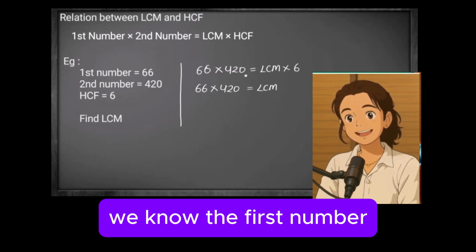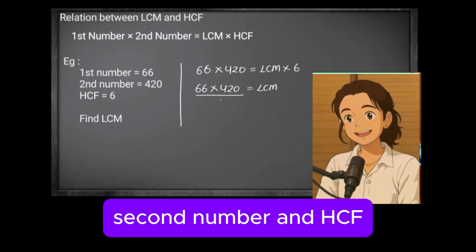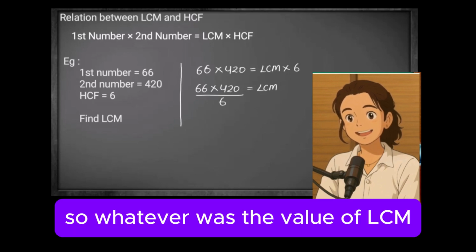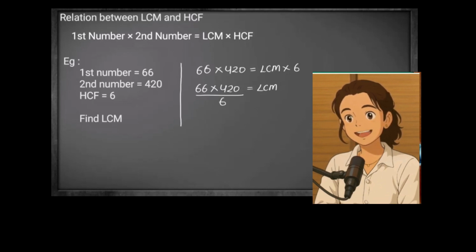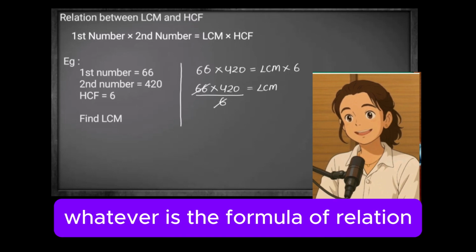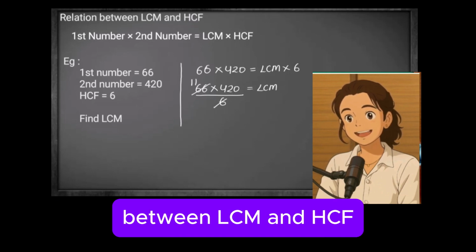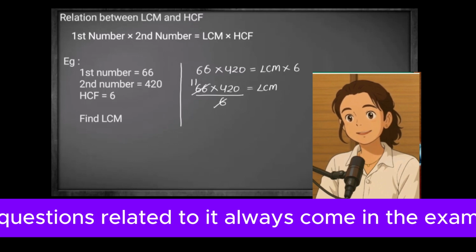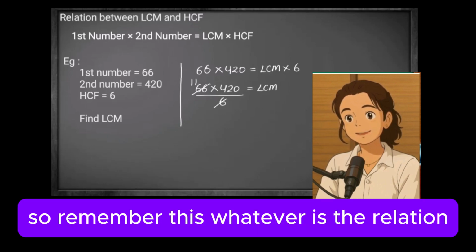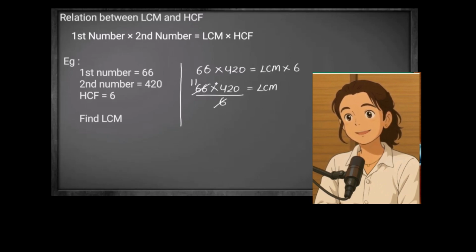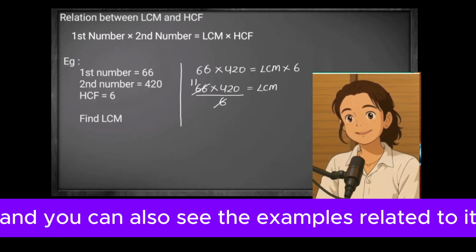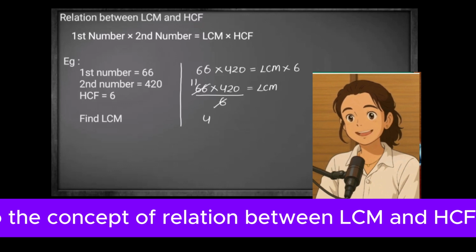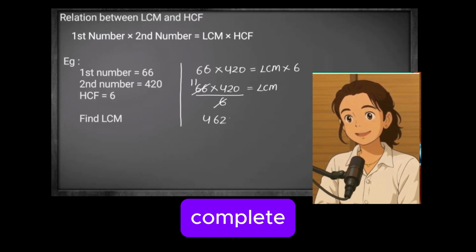We know the first number, second number and HCF. We put the values in it. So whatever was the value of LCM, we get that. So whatever is the formula of relation between LCM and HCF, it is very important. Questions related to it always come in the exam. So remember this. I have defined that formula for you and you can also see the examples related to it. I have explained it to you. So the concept of relation between LCM and HCF is complete.